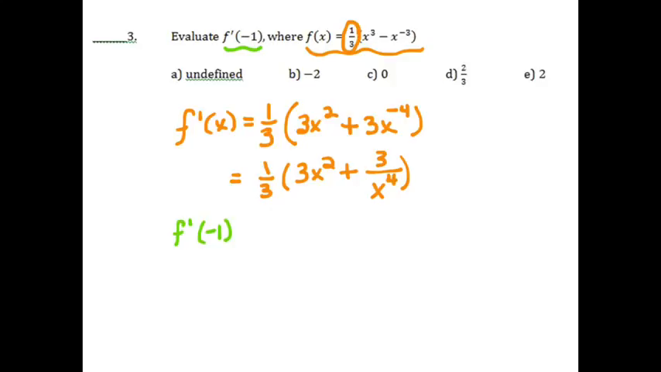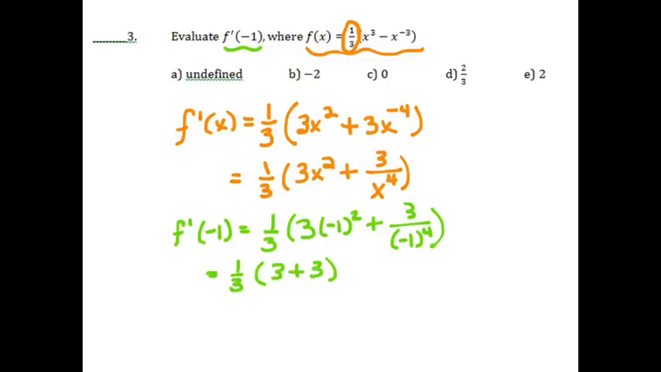F prime of negative 1 is equal to 1/3 times 3 times negative 1 squared plus 3 over negative 1 to the 4th. Negative 1 squared, of course, is just 1, and negative 1 to the 4th is also 1. So I just end up with 3 plus 3 there on the inside, which is 6, divided by 3, gives me an answer of 2.